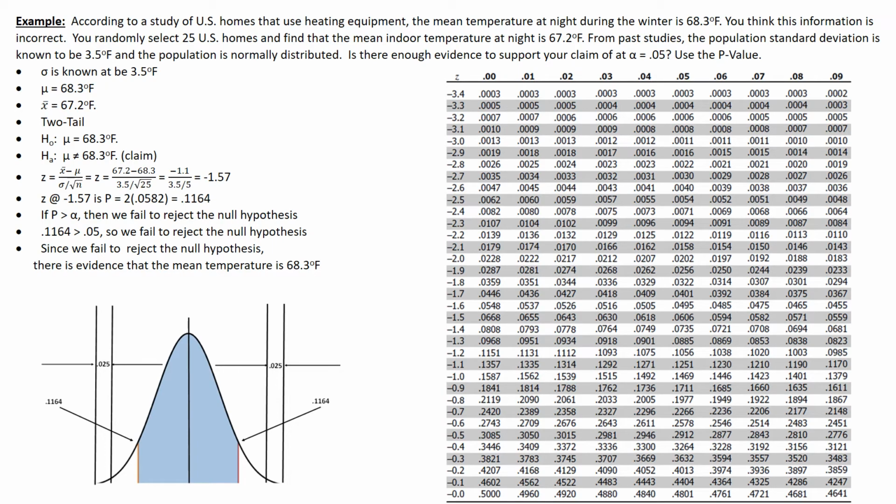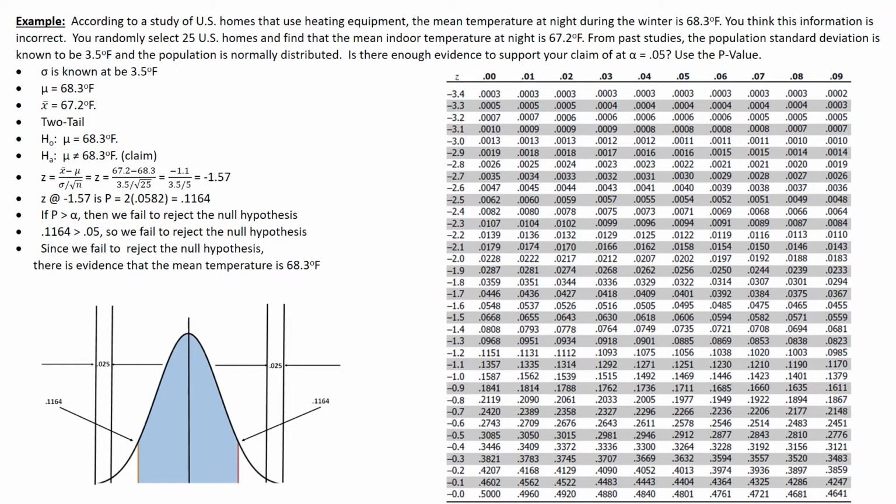Here's another one here. According to a study of U.S. homes heating equipment, the mean temperature at night during the winter is 68.3 degrees Fahrenheit. You think this information is correct? Now, before we go any farther, whenever you see something like it's incorrect, it's not saying it's greater than or less than. It either is or it isn't.